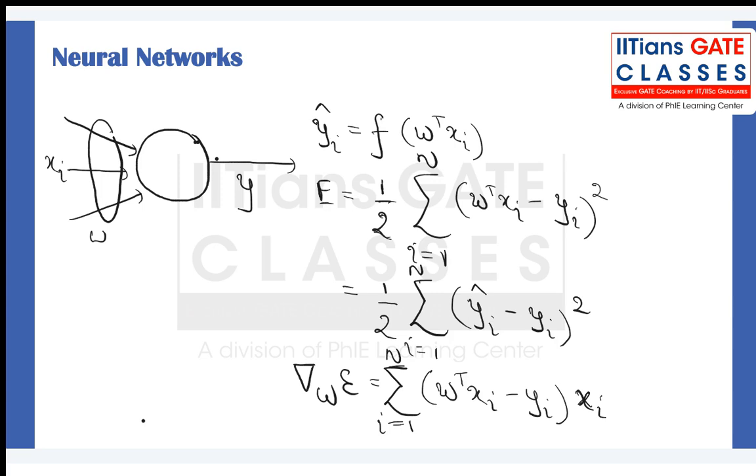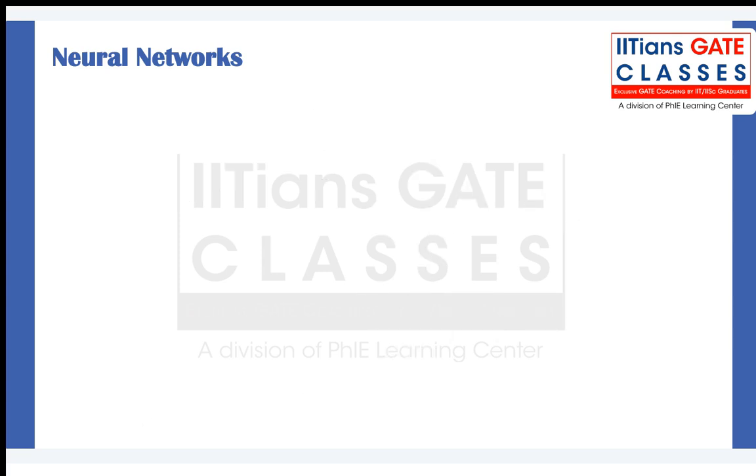Now, since you learned gradient descent in the last class, my new weight vector w(n+1) is nothing but, now you have the gradient computed, eta times summation i equal to 1 to n, and you will update your weight vector with yi hat minus yi.